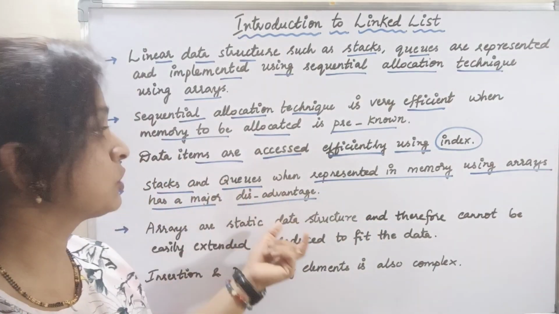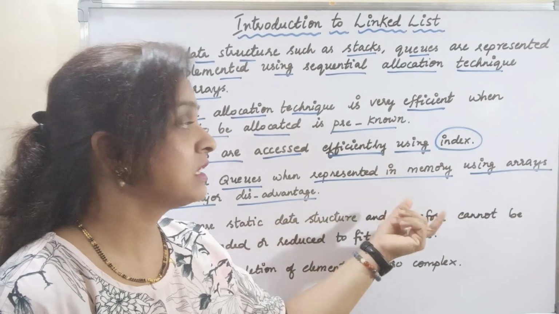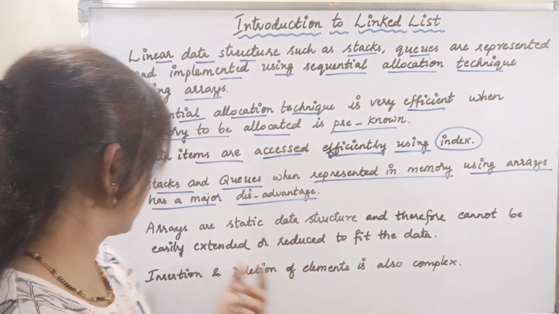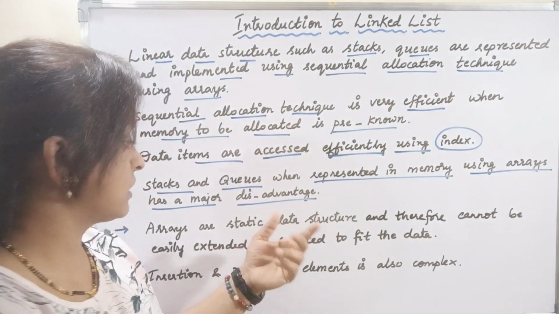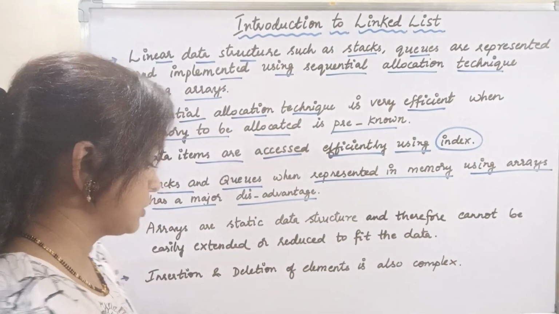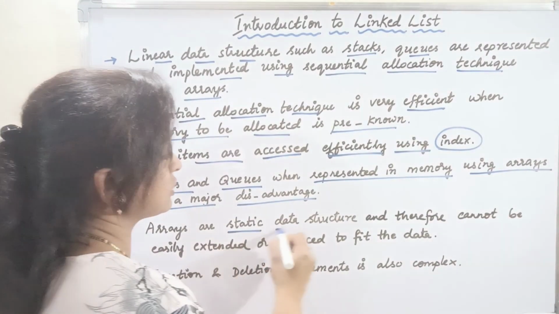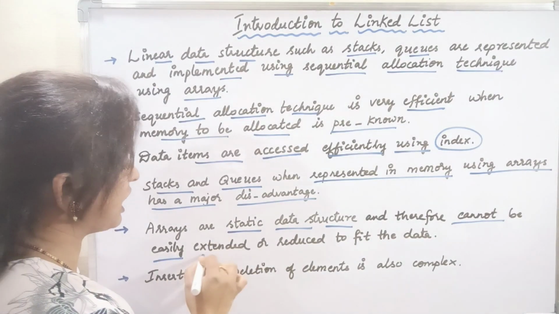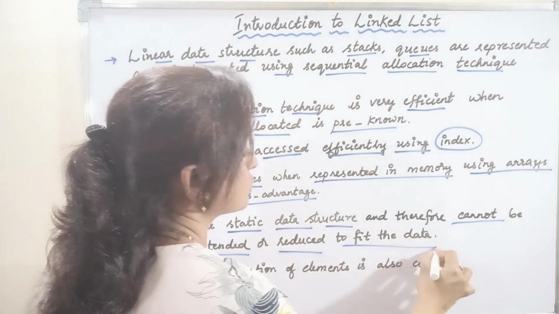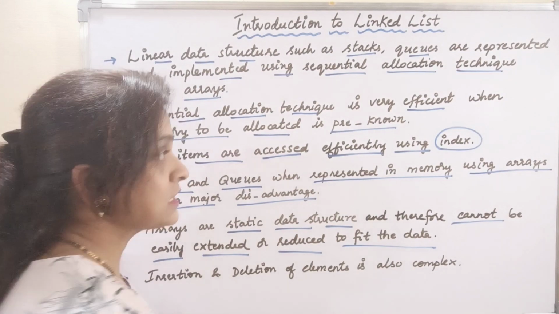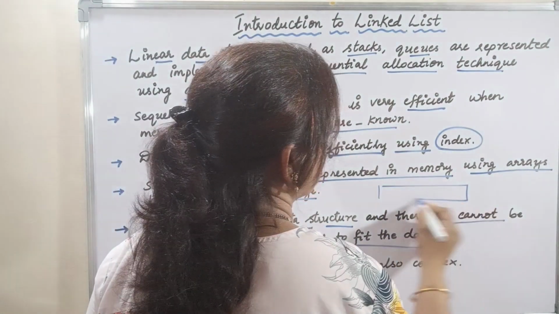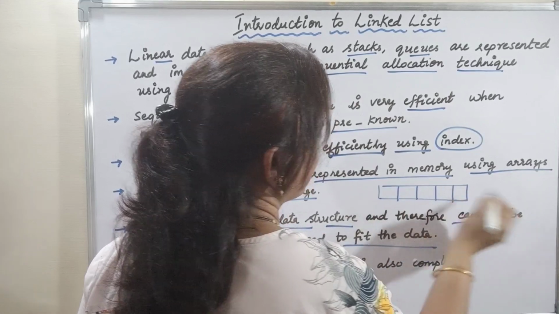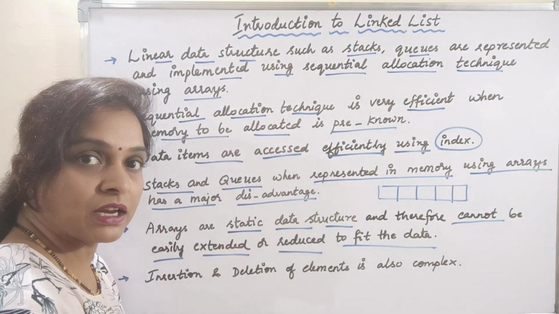So when stacks and queues are represented inside the memory using arrays, the major disadvantage is that the array has a static structure. Arrays are a static data structure, and it cannot be easily extended nor reduced to fit the data. Say I have an array to store a maximum of 5 elements: 1, 2, 3, 4, 5.